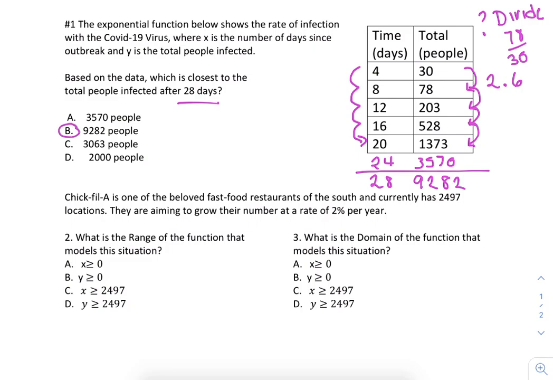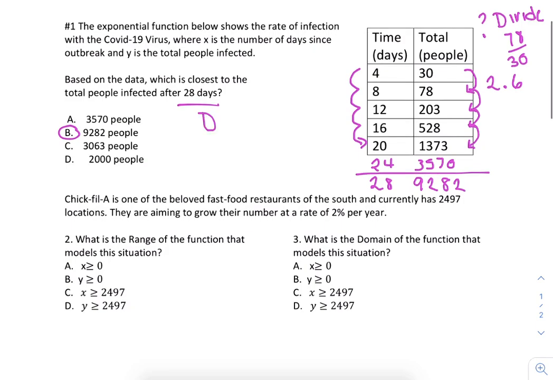Okay, if you need to pause it for a second and write that down, here are your steps again. We're going to divide, and we're going to repeat at the bottom till you get to the number. So we divided 78 by 30, got 2.6, and then we multiply and repeat that all the way down until I get to my goal number, which was 28 days. Okay? All right, let's go to the next one.